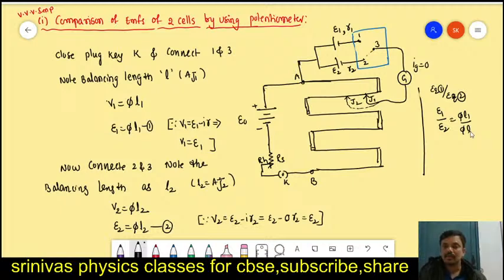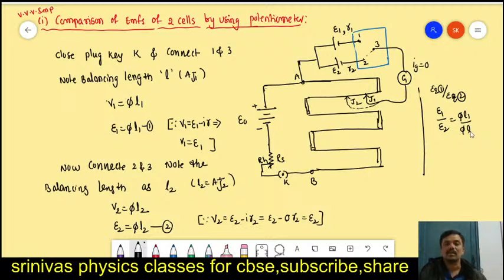Phi L2 we will get, this will cancel. Then E1 by E2 we will get as L1 by L2. This is how to compare the EMFs of two cells by using a potentiometer. For the first cell you have to note the balancing length, and for the second cell also you have to note the balancing length.